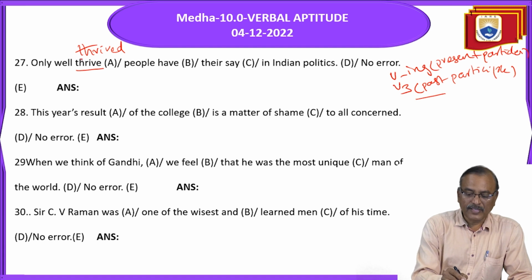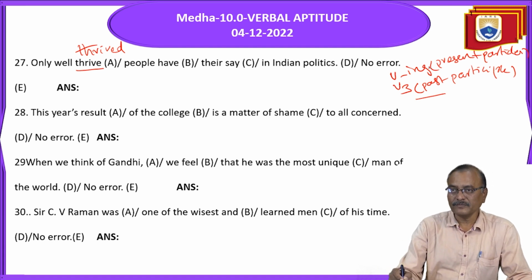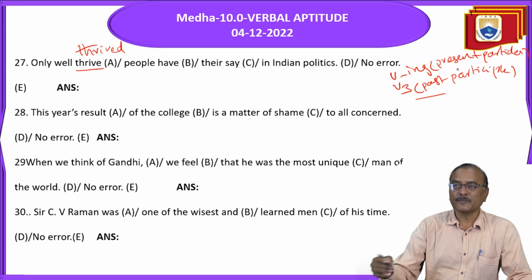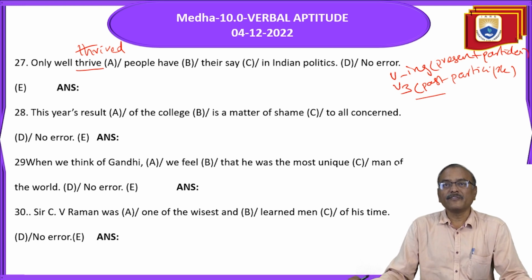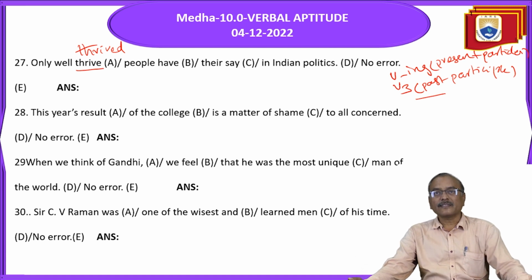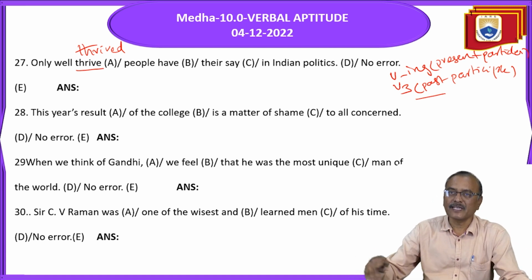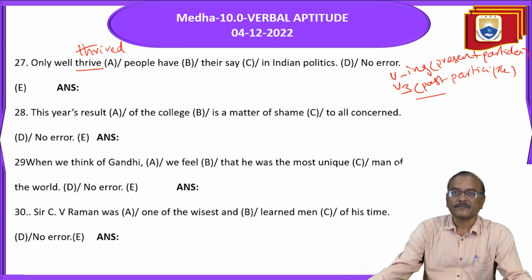So this V1 form cannot be used as an adjective. You can use the V-ing form, that is present participle form, or V3 form as adjectives only. You can say only well-thriving people also, or thrived. Well-thrived means already in good condition, well developed. Right? Next.